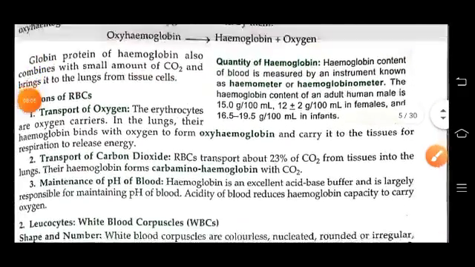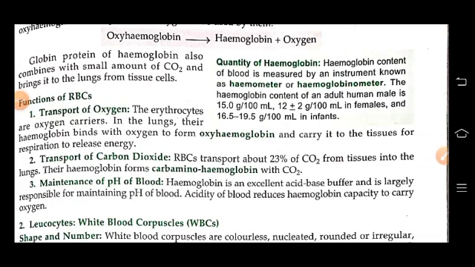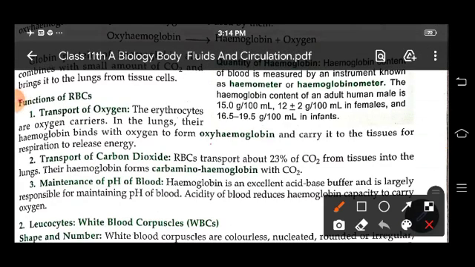Now what are the functions of RBCs? They help in transport of oxygen in the form of oxyhemoglobin. They also transport carbon dioxide in the form of carbaminohemoglobin, and they also maintain the pH of the blood.